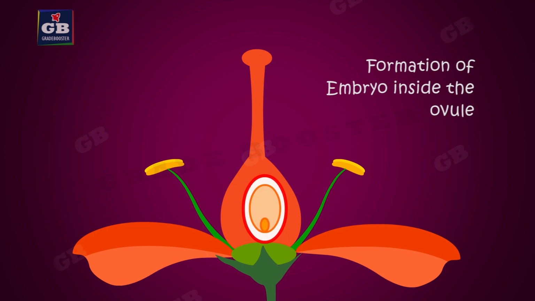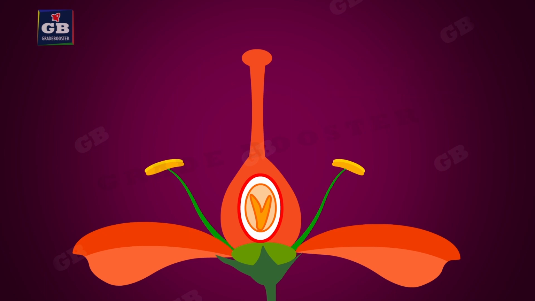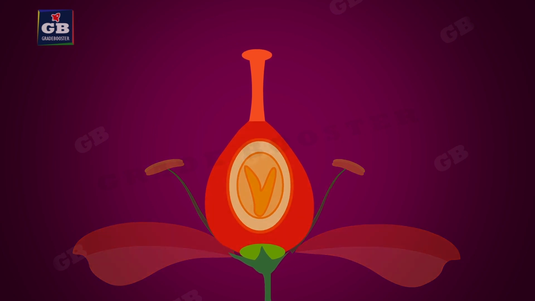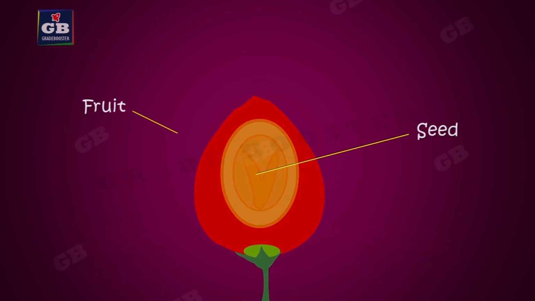After fertilization, the zygote divides several times to form an embryo within the ovule. The petals, sepals, stamens, style and stigma may shrivel and fall off. The ovule develops into a seed. The ovary grows to form a fruit.